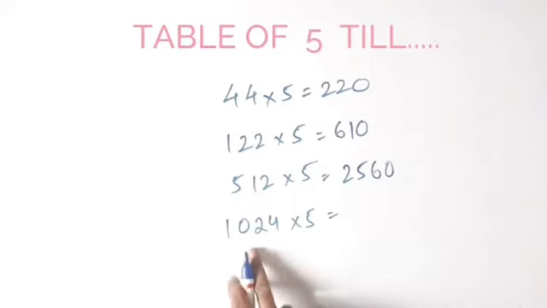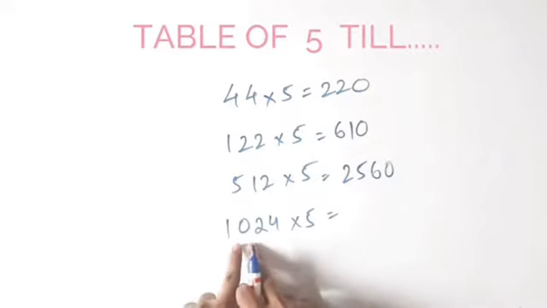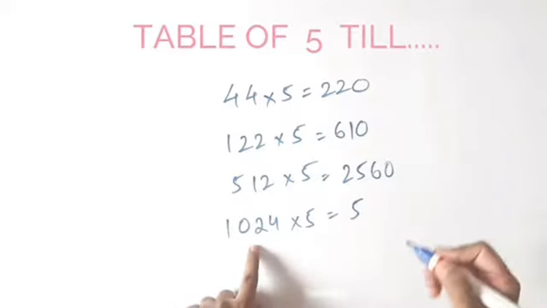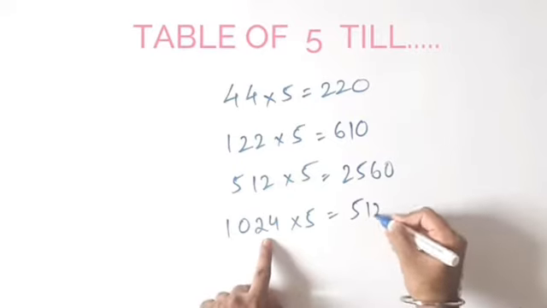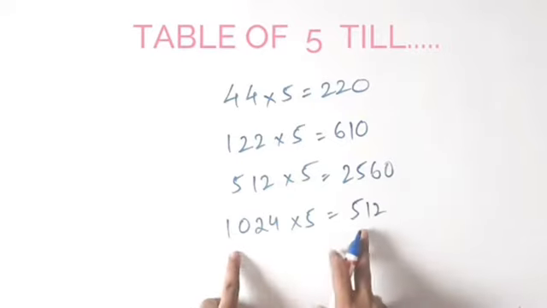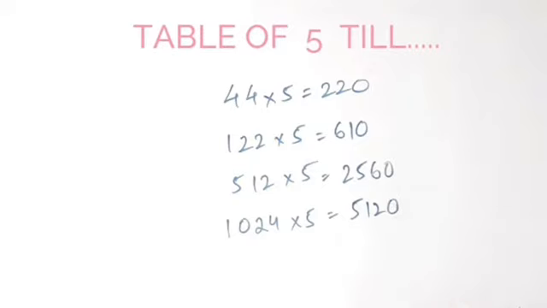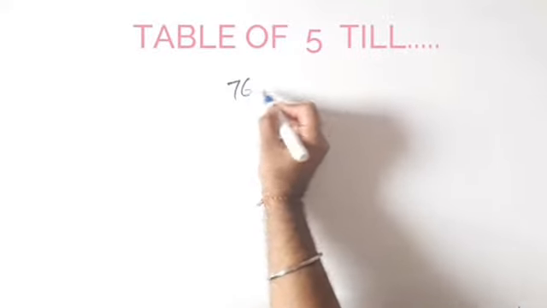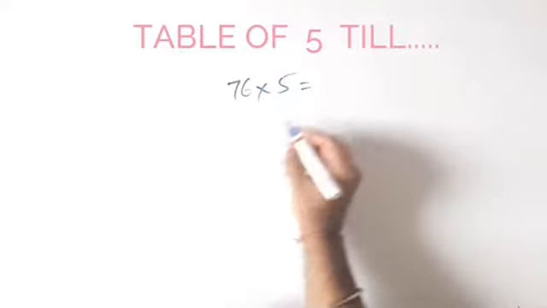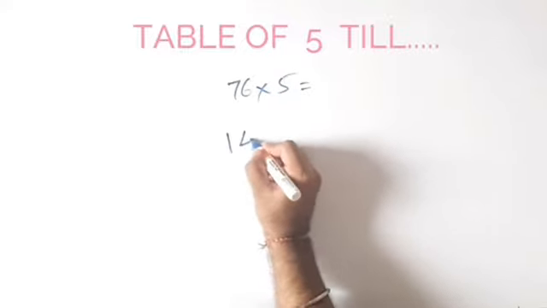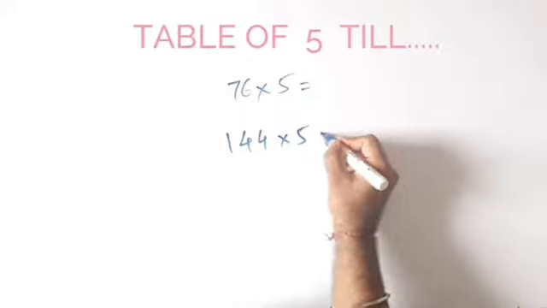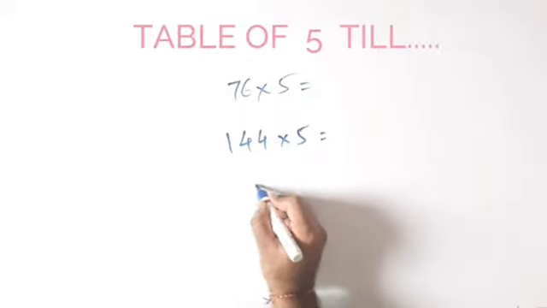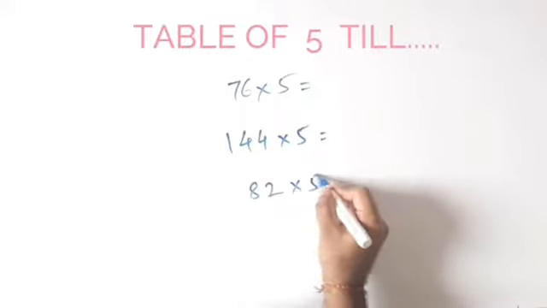Then what is half of 1024? I know half of 1000 is 500, and half of 24 is 12. So half of 1024 is 512, and the answer is 5120. Okay, a few more examples, kids. So we'll write 76 times 5, then I'll write 144 into 5, then I'll write 82 times 5.